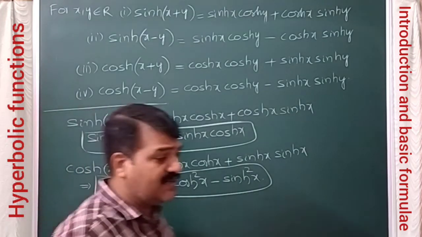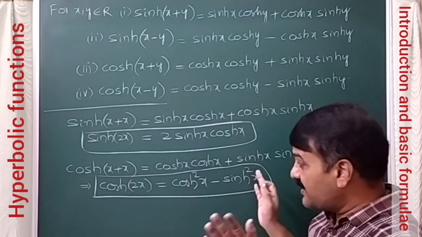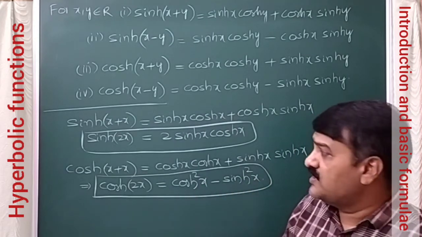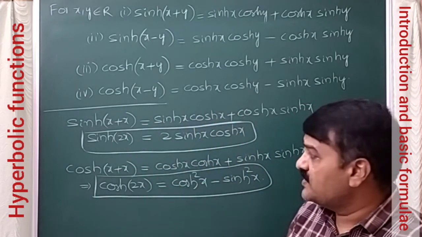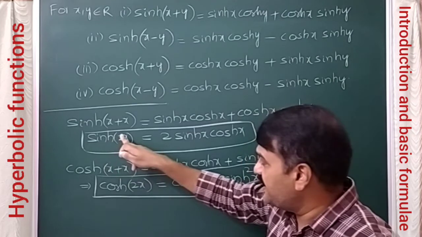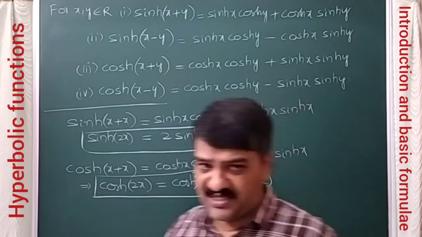All the formulas are applicable wherever the functions are defined. So I'm not writing all those things. The formulas are defined wherever the functions are defined. So this is the basic formula for sinh of 2x. This is the basic formula for cosh of 2x.